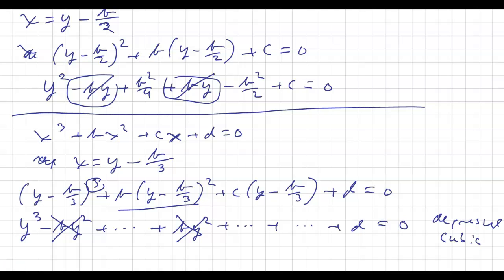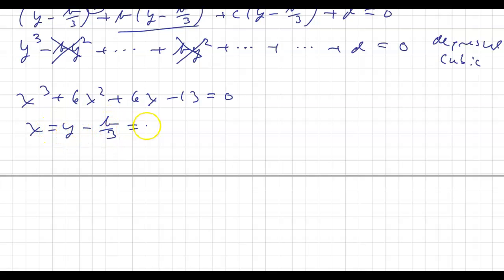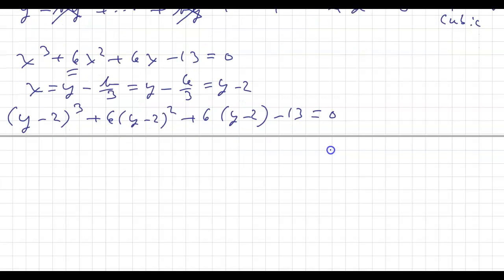Let me show you this with a specific example. So here I have x cubed plus 6x squared plus 6x minus 13 equals 0. If I replace x with y minus b over 3, which in this case is y minus 6 over 3, which is y minus 2, and I replace each of the x's with a y minus 2, I'm going to want to be really careful with my expanding.